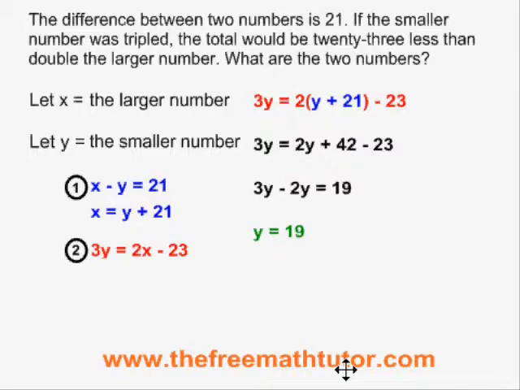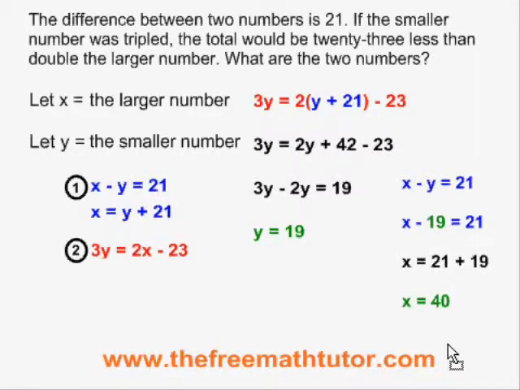To find out what my x is equal to, I substitute y equals 19 into either of the original equations. Choosing the first equation, the blue one, replacing the y with a 19, I get x minus 19 equals 21. And that means x is equal to 21 plus 19. x is equal to 40.